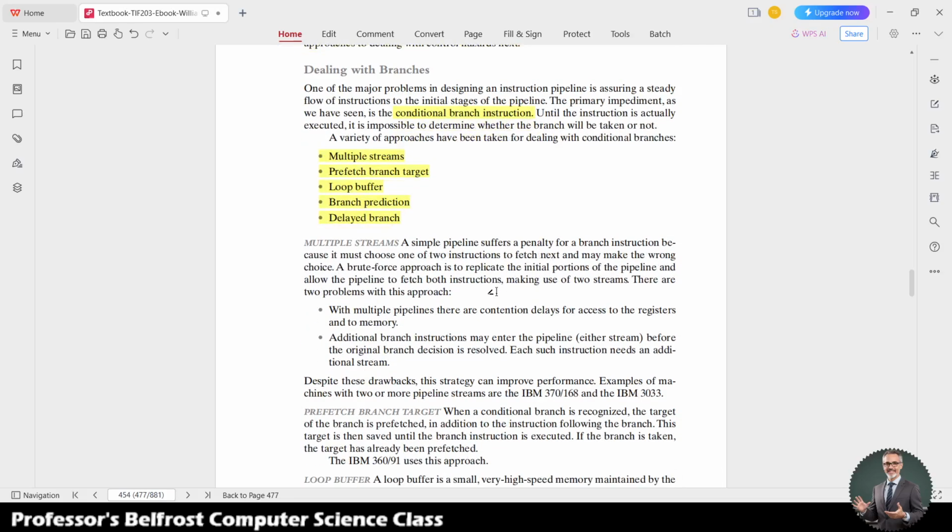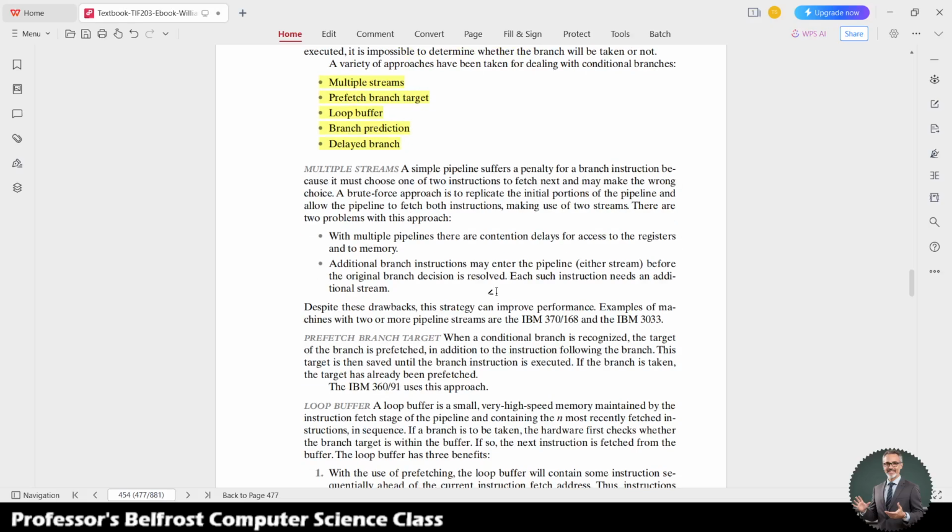Let's see one by one. First, multiple streams. A simple pipeline suffers a penalty for a branch instruction because it must choose one of two instructions to fetch and may make the wrong choice. So a brute force approach is to replicate the initial part of the pipeline and allow the pipeline to fetch both instructions, making use of two streams. But there are two problems. First, with multiple pipelines, there are contention delays for access to storage and to memory, and additional branch instructions may enter the pipeline before the original branch decision is resolved. But this can improve performance.